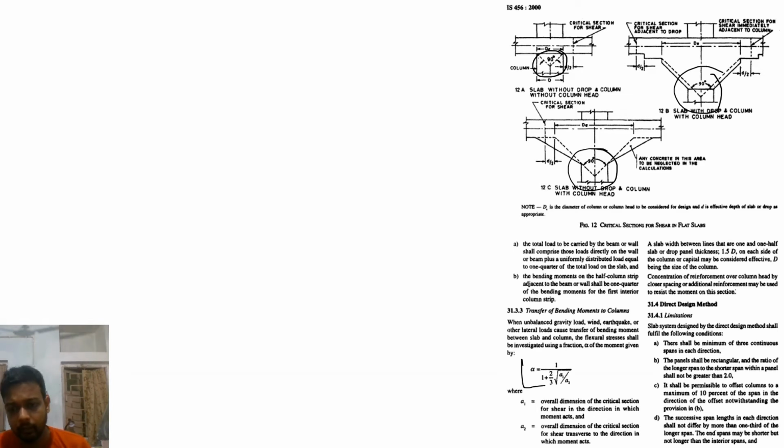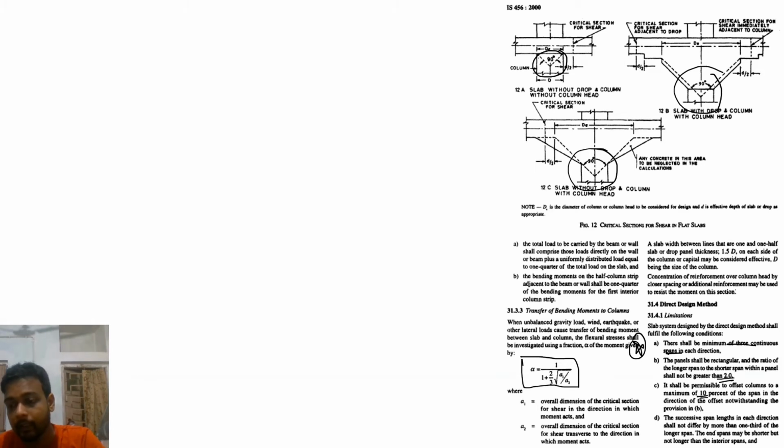This is your formula, but I never saw this kind of question. Now, the direct design method limitations. For the slab system design, the direct design method shall fulfill these: there shall be a minimum of 3 continuous spans. Remember, the panel shall be rectangular and the ratio of the longer span to the shorter span should not be greater than 2.0. It shall be permissible to offset columns to a maximum of 10% of the span in the direction of the offset.